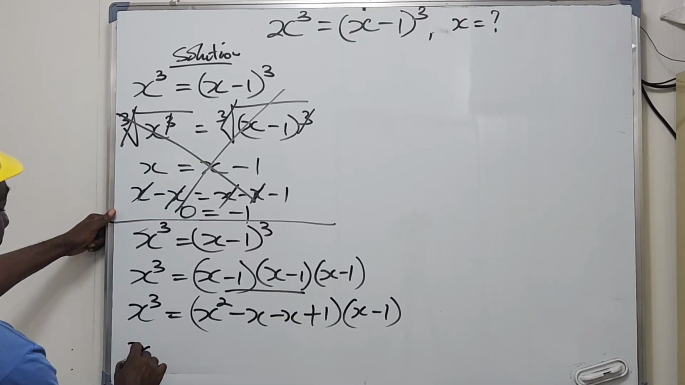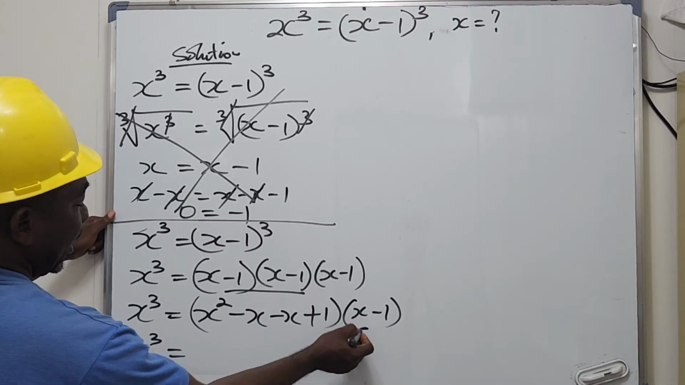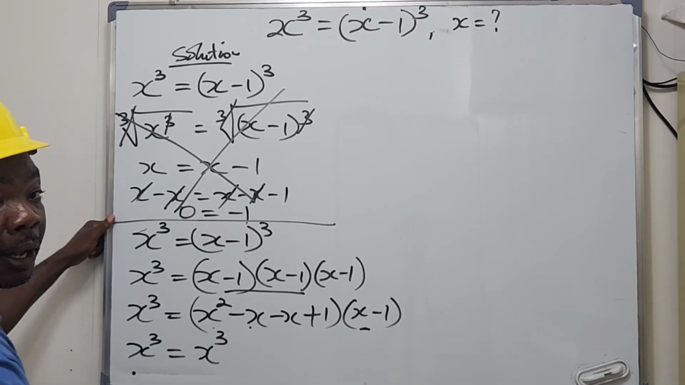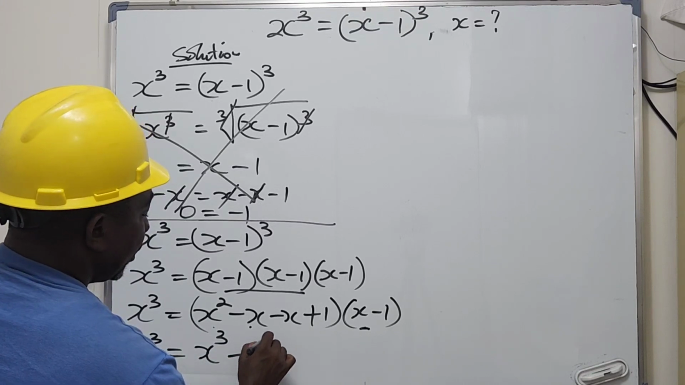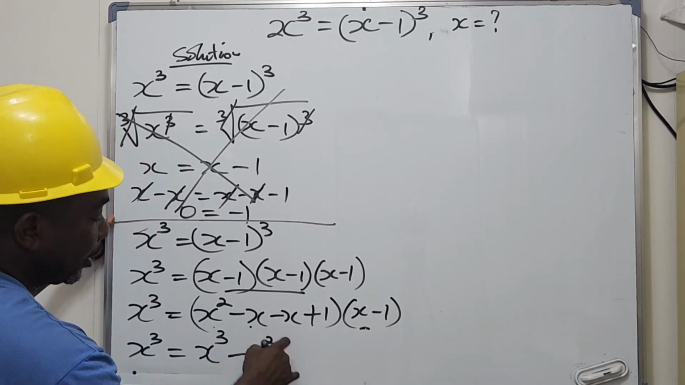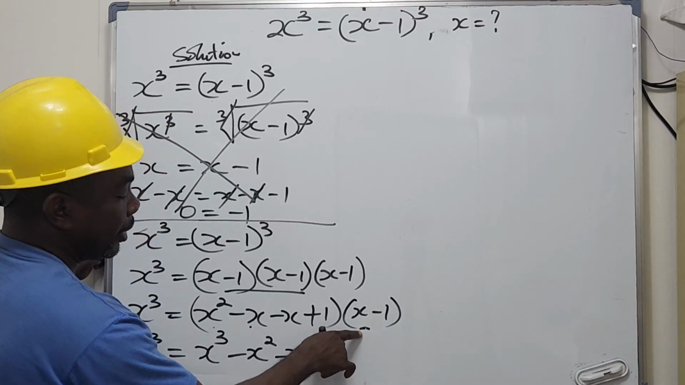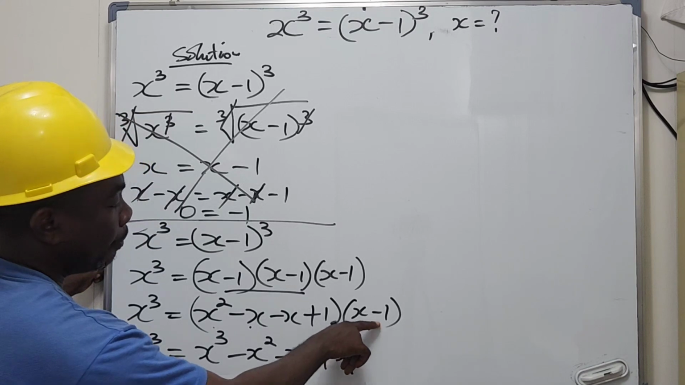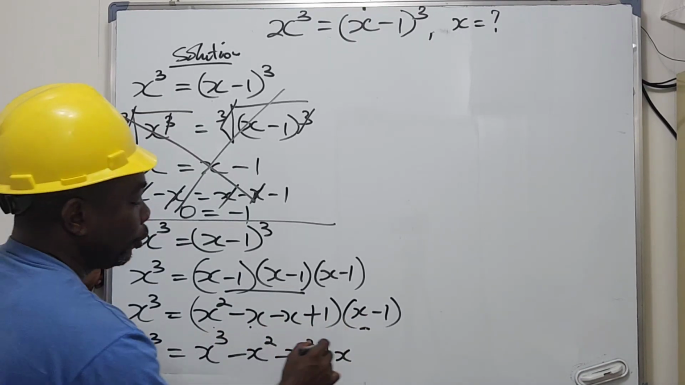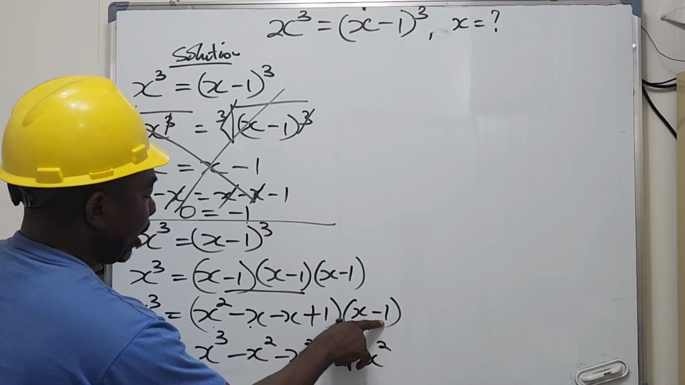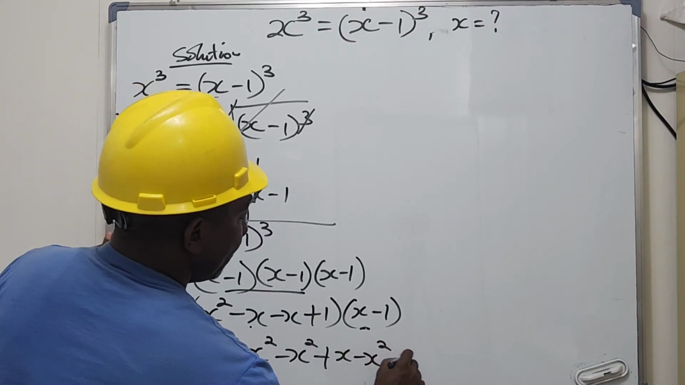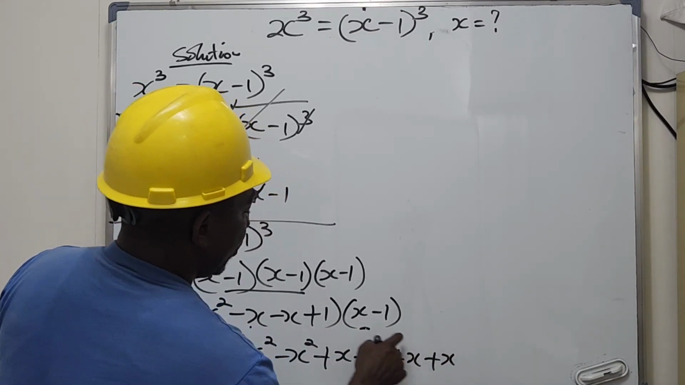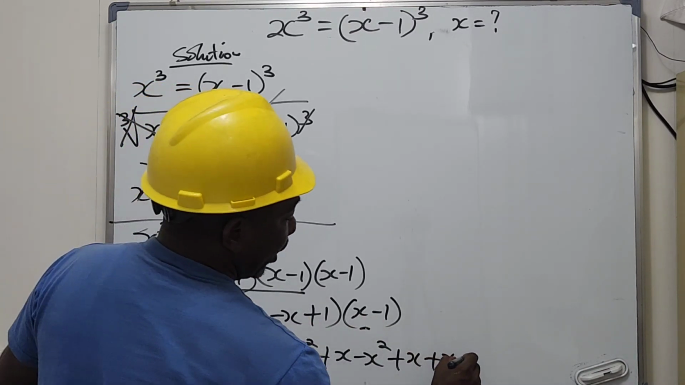So we are going to expand this with this by distributive method. So this will become x to the power of 3 equals, multiply x times x to the power of 2, we have x to the power of 3. Then we have x times minus x, we have minus x to the power of 2. We have x times minus x, we have minus x to the power of 2. We have x times 1, we have plus x. Then we still have minus 1 times x to the power of 2. We have minus x to the power of 2. Then minus 1 times minus x, we have plus x. Then we have minus 1 times 1, we have minus 1.